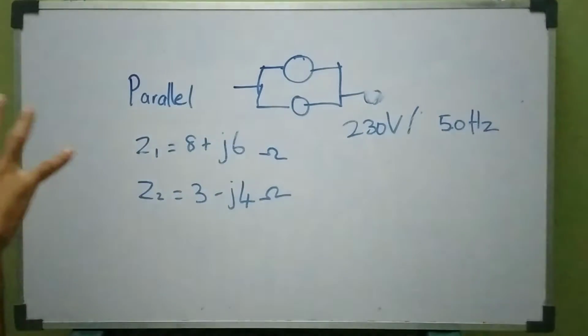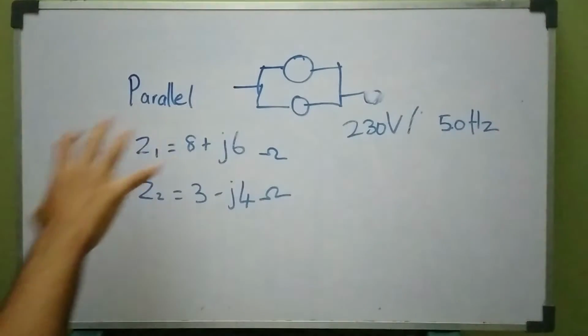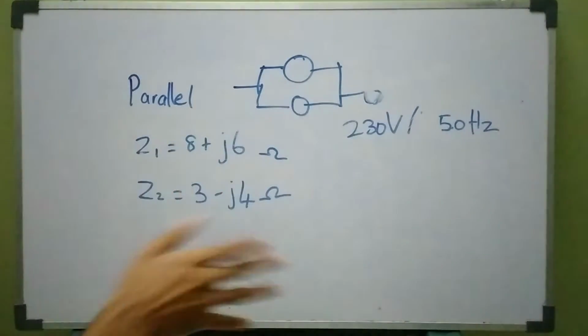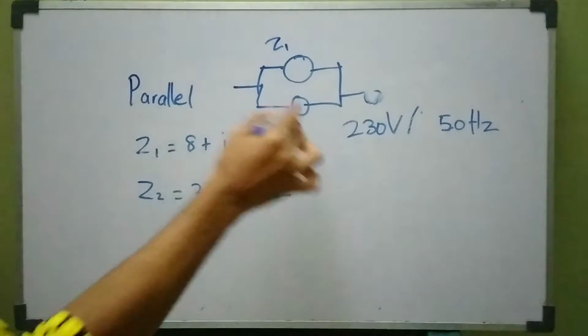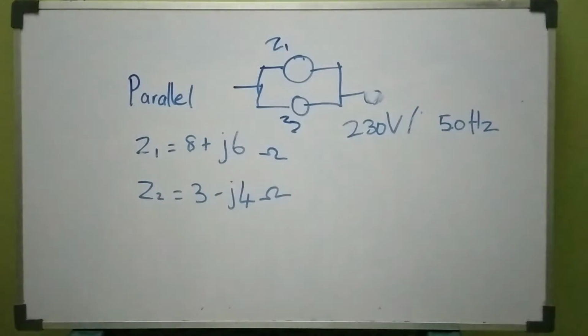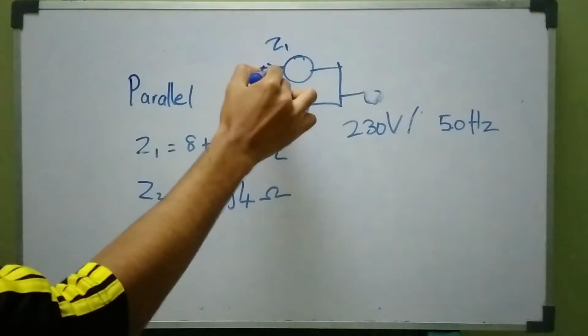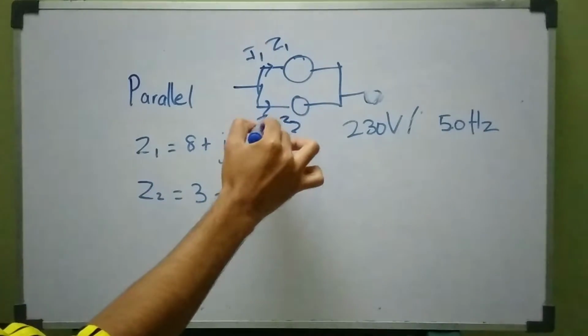So we don't need to bother about that because they haven't asked anything about it, but they have given two electrical components and the impedances. So I'm going to mark them as Z1, Z2. The first part is we need to find the current for each branch, so I'm going to mark them as I1, I2.